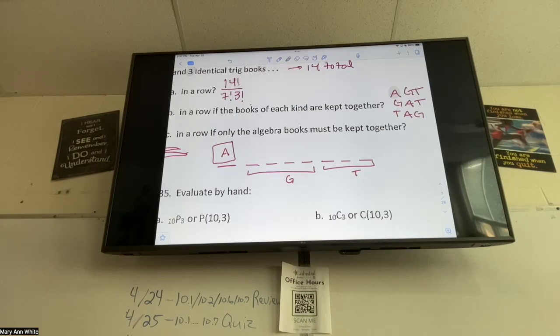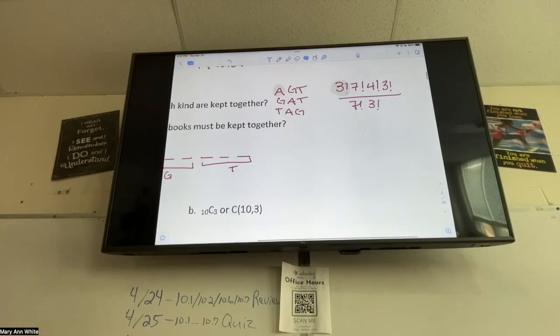How many things am I putting in order if my algebra books must stay together? What was it? 8? 8. Why, Charlie? Good. So the algebra books have to be kept together. So it could be algebra right there, or it could be algebra over here, but they must all be kept together. Or it could be over here, but all of them travel together. At the end of the day, it's my 7 books. I've got 4 geometry and 3 trig, and then my algebra count is a bunch all together. So now we're going to arrange 8 things.